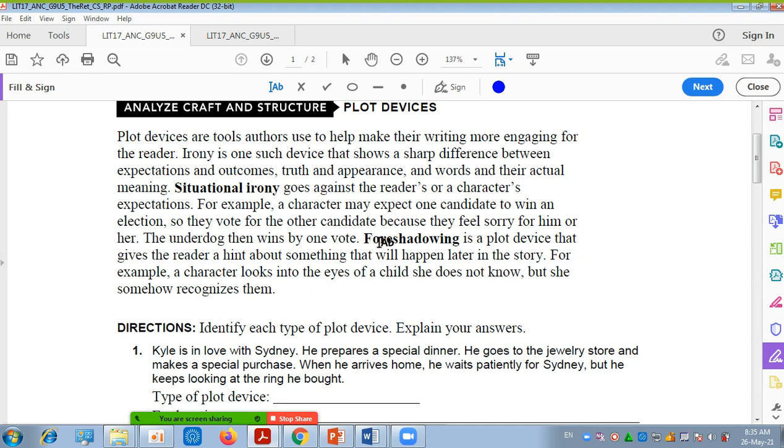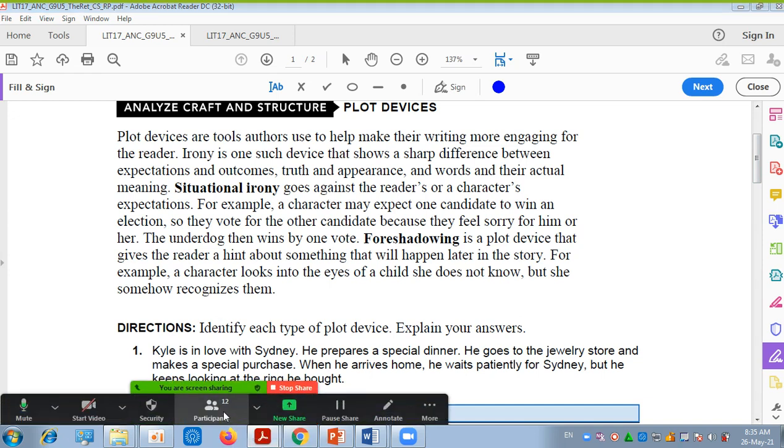Again, one more time: foreshadowing is giving hints or clues during the story that help you predict what's going to happen, whereas situational irony is something unexpected, beyond your expectation, happening in the story.